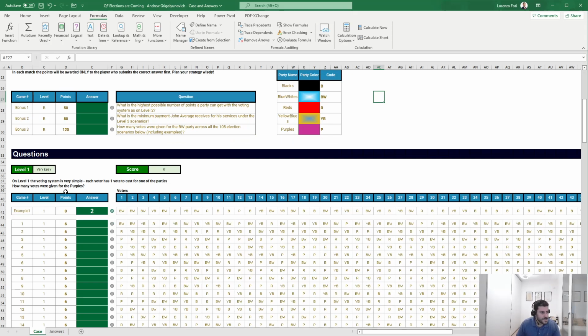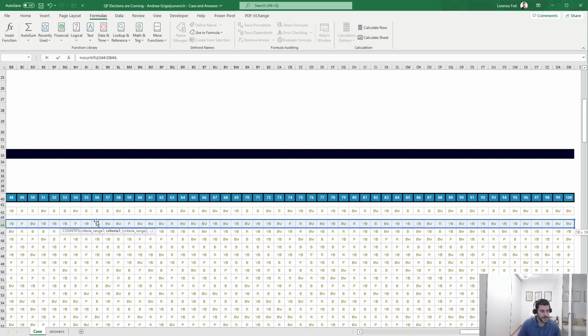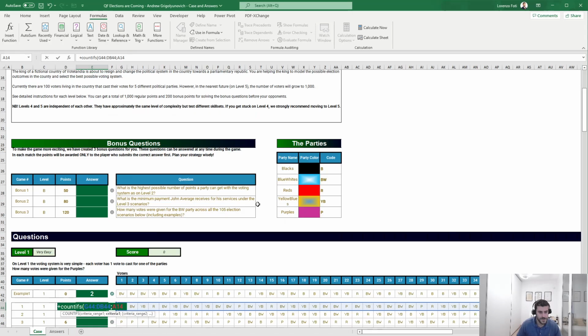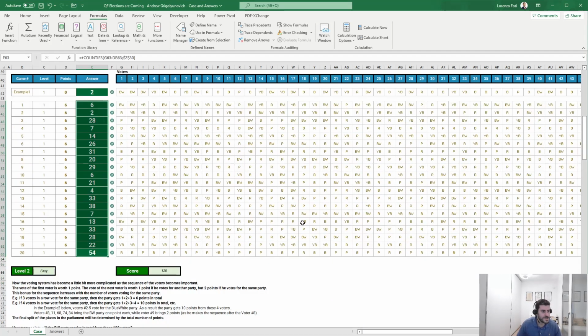Let's go into it. Level one: the voting system is very simple. Each voter has one vote to cast for one of the parties. How many votes were given for the purpose? Let's call these codes. So it will be a COUNTIFS of this against the purpose, those ones, and lock. Okay, and that's pretty much it.